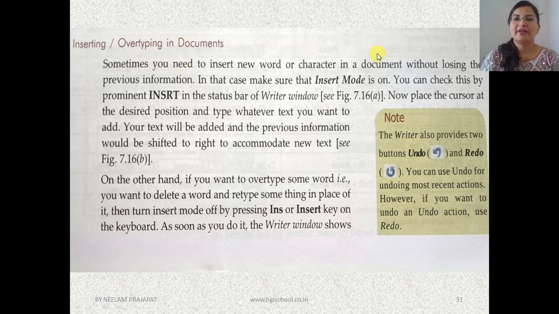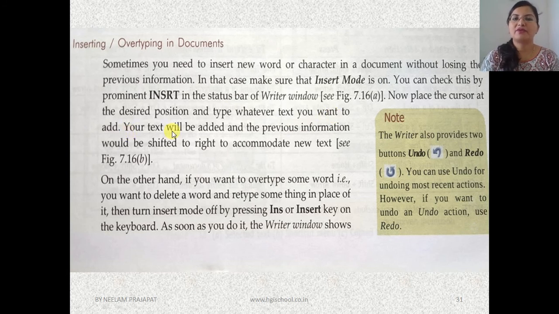So when we have to change the document, make sure that insert mode is on. You can check this by the prominent INSRT in the status bar of the Writer document. Got it? And this is actually a button on the keyboard; in the latest keyboards you will be able to find it in the numeric keypad on laptops. In a regular keyboard it is above the arrow keys. Now place the cursor at the desired position, and then type whatever text you want to add. Got it?